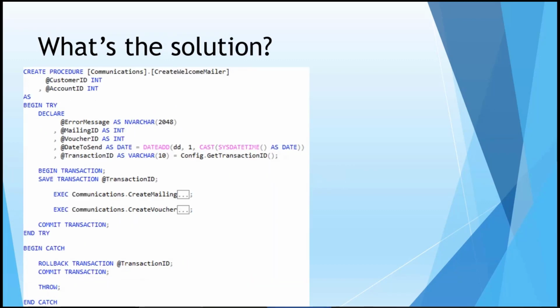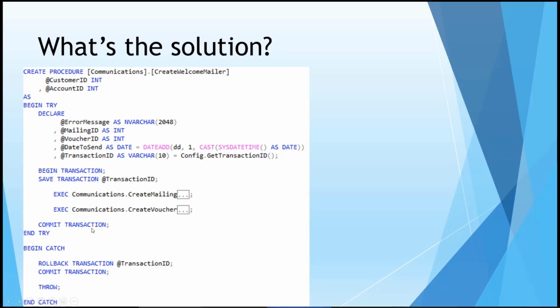The answer is you use a save point. You begin the transaction like you would have done before, but immediately after that you create a save point, and then if there's a problem in the catch block, you roll back to that save point, and then you do need to commit after that because you have begun the transaction, so there is still an open transaction there. But all you're committing is this kind of nothing between the begin and the save.